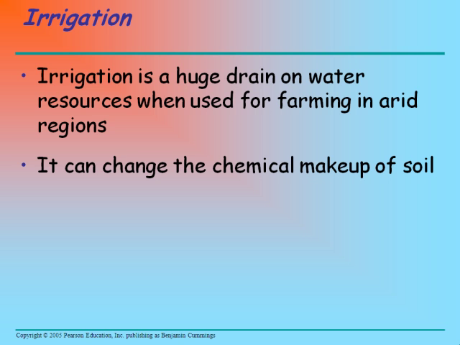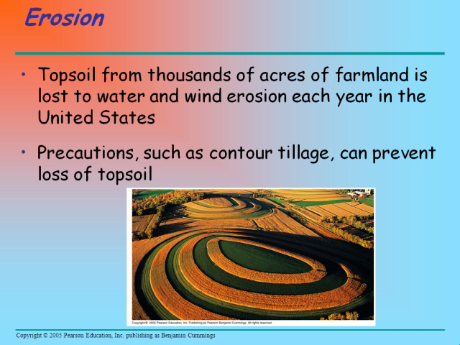Irrigation is important. It's a huge drain on water resources when used for farming in arid regions. And a lot of irrigation can change the makeup of soil through a lot of runoff. Topsoil from thousands of acres of farmland is lost to water and wind erosion each year.